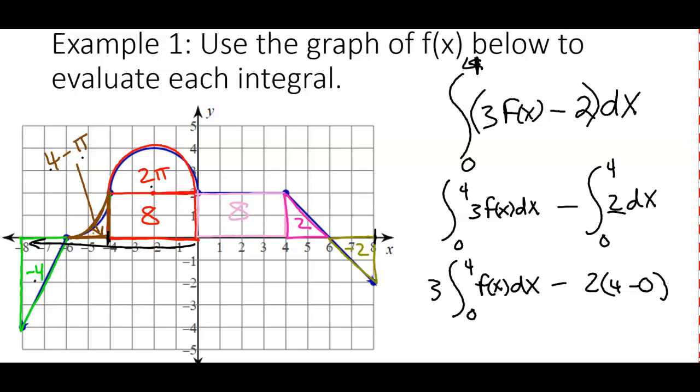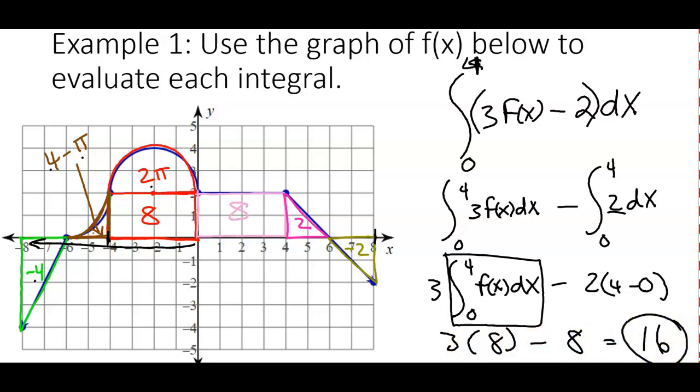there's that. So now that I've got this by itself, just the integral of f of x, now I can just look over here at my picture. What is the integral of f of x from 0 to 4? It's 8. So now I've got 3 times 8 minus 8, which is 16. Okay? So that's how we can use geometry and the properties to do some calculus without actually doing any actual integration. And in this case, you couldn't do the integration because they don't give you the equations, right? So I think that kind of covers everything that you might need to know.